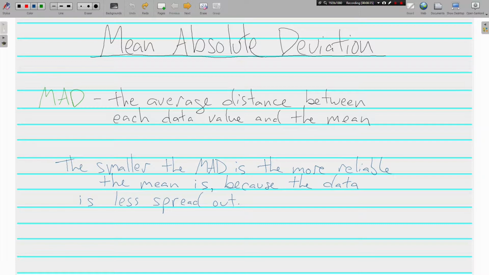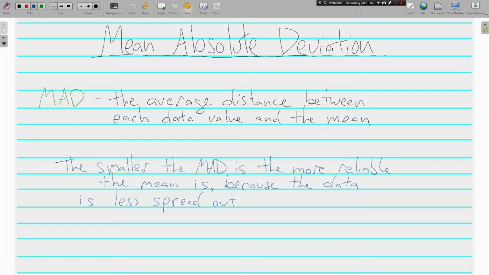The smaller the MAD is, the more reliable the mean is, because that means your data is less spread out. We've talked before about if your data is really spread out, if you've got some extreme values or some outliers, you want to probably use the median instead of the mean. But sometimes, it's tough to tell. Maybe it doesn't have outliers. Anyway, this mean absolute deviation is going to let us know how reliable the mean of our data actually is.